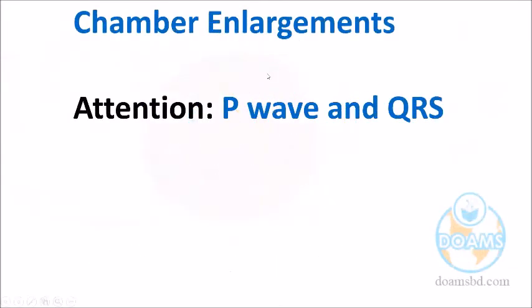Our topic is chamber enlargements, the atrial enlargement and the ventricular enlargement. The main attention in the ECG will be on the P wave and the QRS complex. With chamber enlargement, some other related issues will come up, and we will not take too much time.